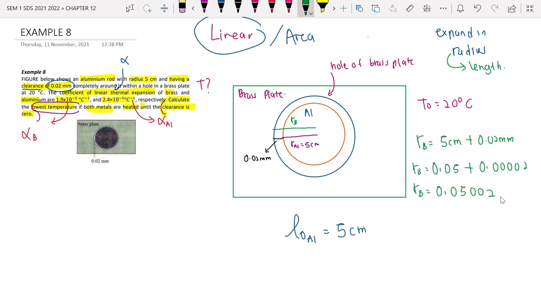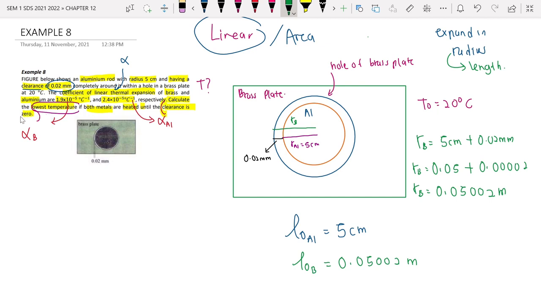Okay, itu adalah dia punya radius. So we know the radius of the hole of the brass plate is 0.05002 meter. So that is the original length for brass plate, which is 0.05002 meter.